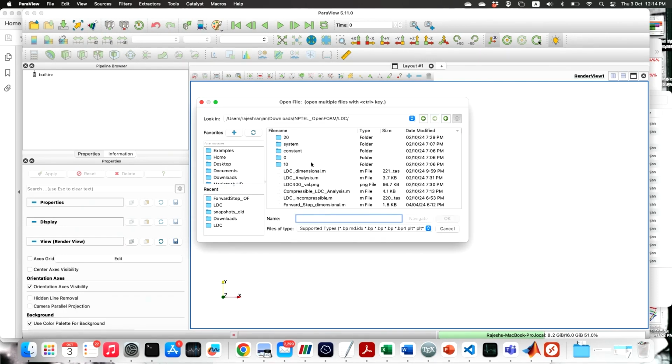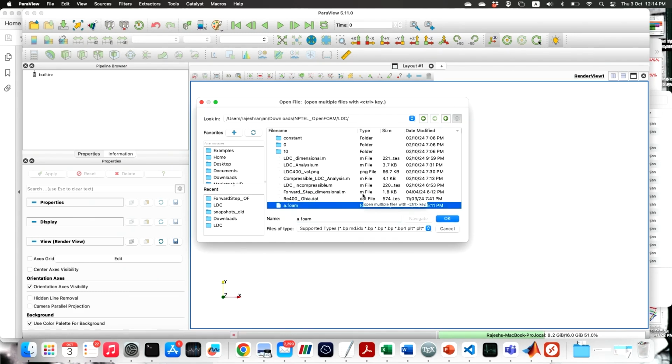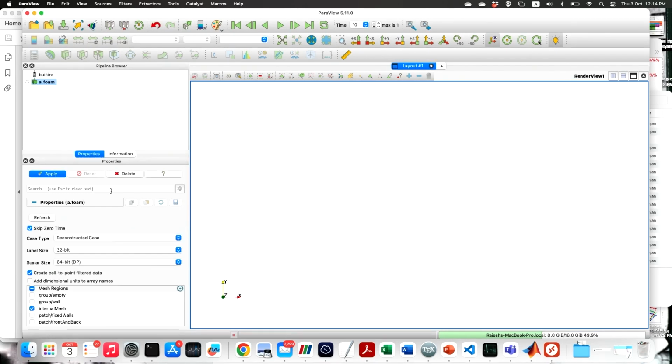So this is the case of LDC. You can see that I have created a simple file, a.foam; you can give any name. It is a kind of patch in OpenFOAM that will help you open or visualize the data files in ParaView. So you can just click apply.